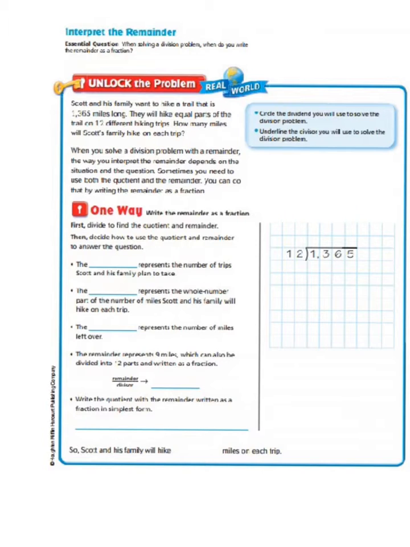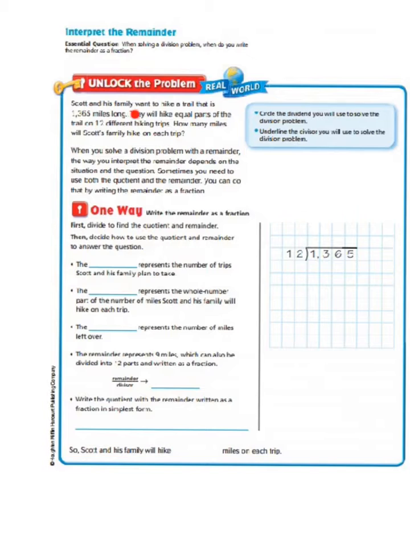Let's begin by taking a look at our essential question. It says, when solving a division problem, when do you write the remainder as a fraction? Well, let's begin by taking a look at our word problem.